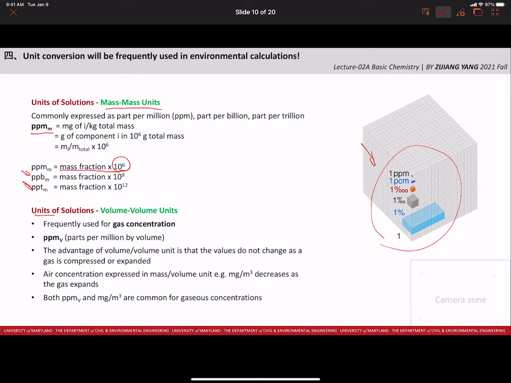And we also have the units for solutions for volume to volume. And correspondingly, we have this ppm with a v. So if you use ppm, I recommend you specify whether this is mass to mass or volume to volume. That's why ppm itself is not recommended. Yes, and volume to volume is usually used for gas concentration because when we compress the gas, the relative volume will not change, as shown here. And the air concentration can also be expressed as milligram per cubic meter.